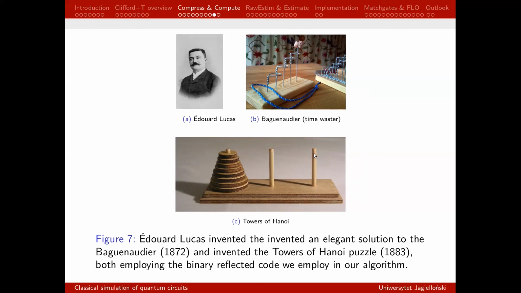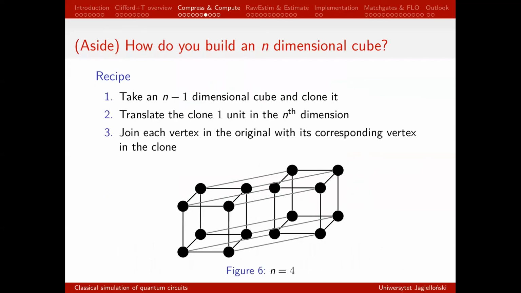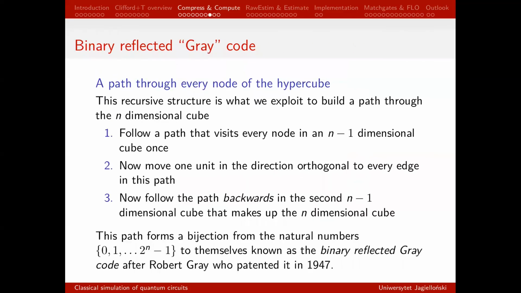And the optimal solution requires many moves. It goes like 2 to the n, where n is the number of rings, because it's exactly this hypercube path.